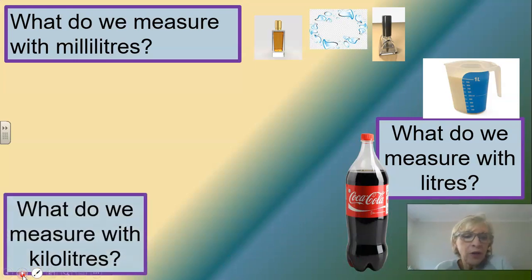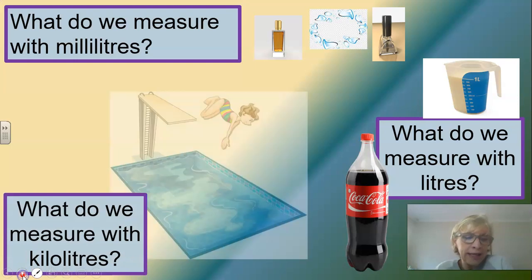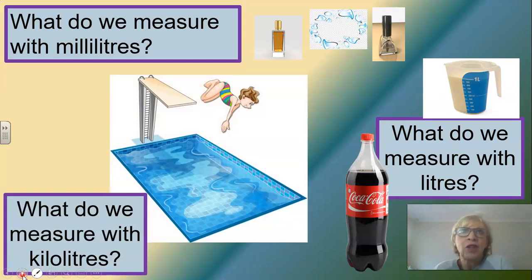What do we measure with kiloliters? Well, however much is in a swimming pool, and that can be, guys, from 10,000 to 20,000 to 30,000 liters. I know we filled our pool up, and there was a lot of water that we had to go and buy to fill our pool up because of the water restrictions.